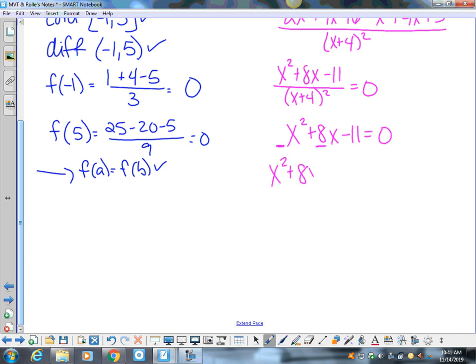So to complete the square, I get my x's on the same side, and I'm going to add the 11 over, and then I'm going to take the 8 and I'm going to half it, and I'm going to square it.